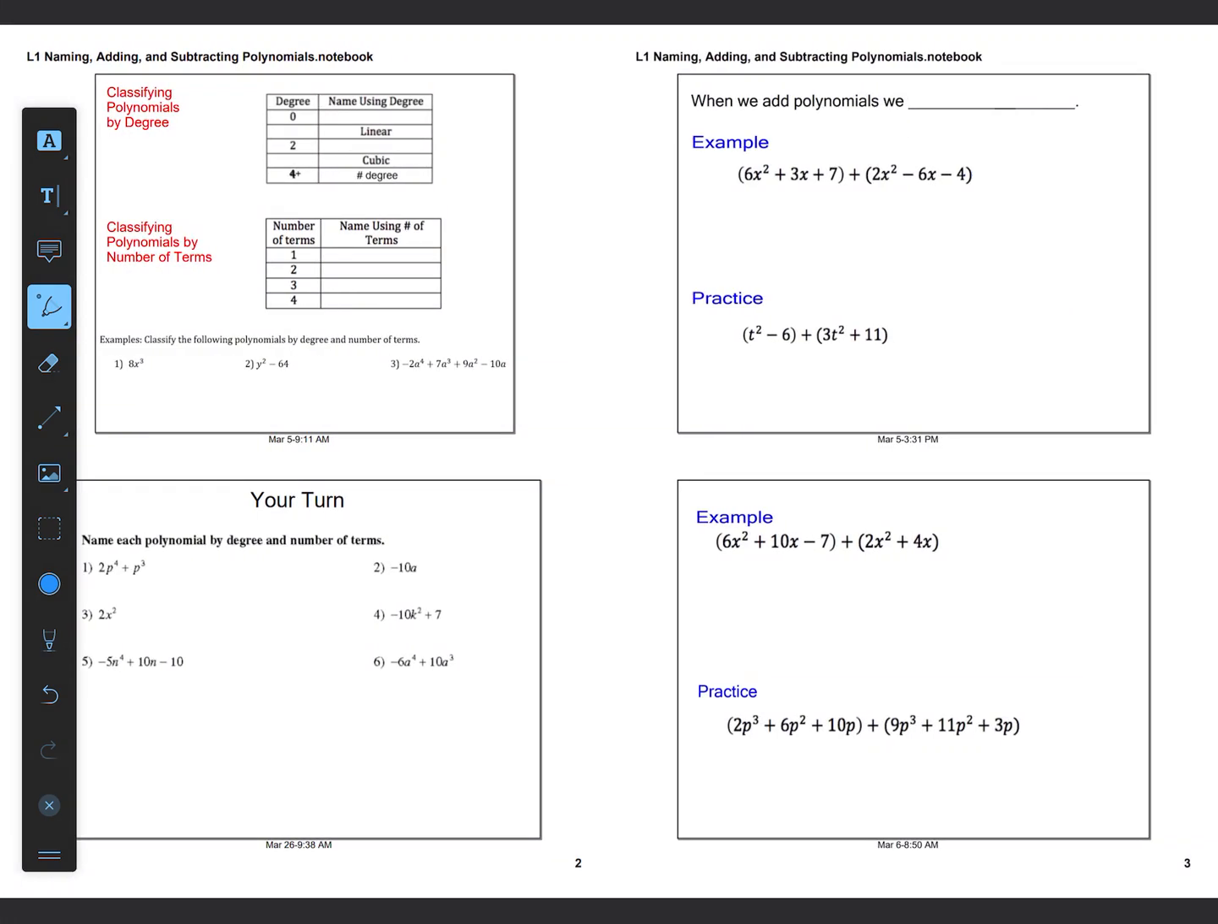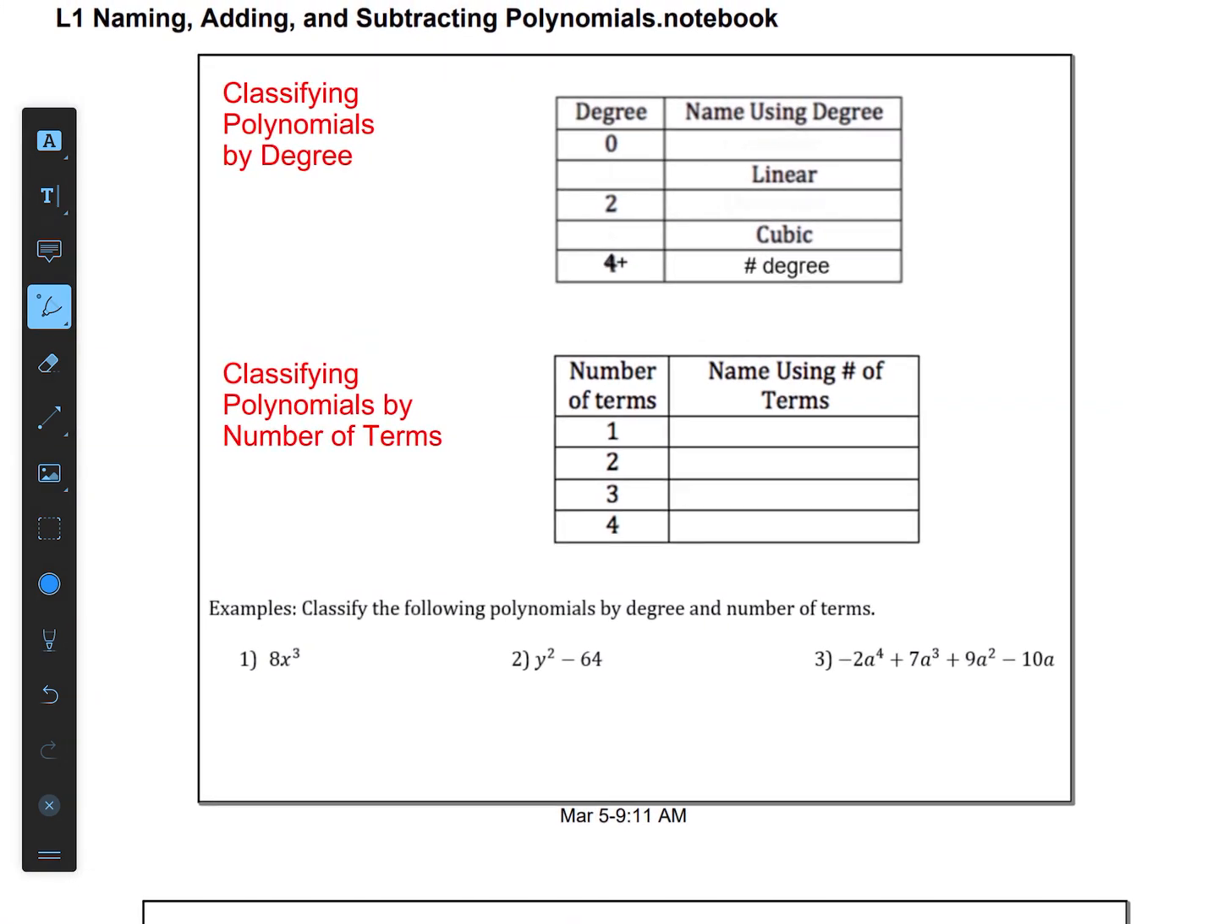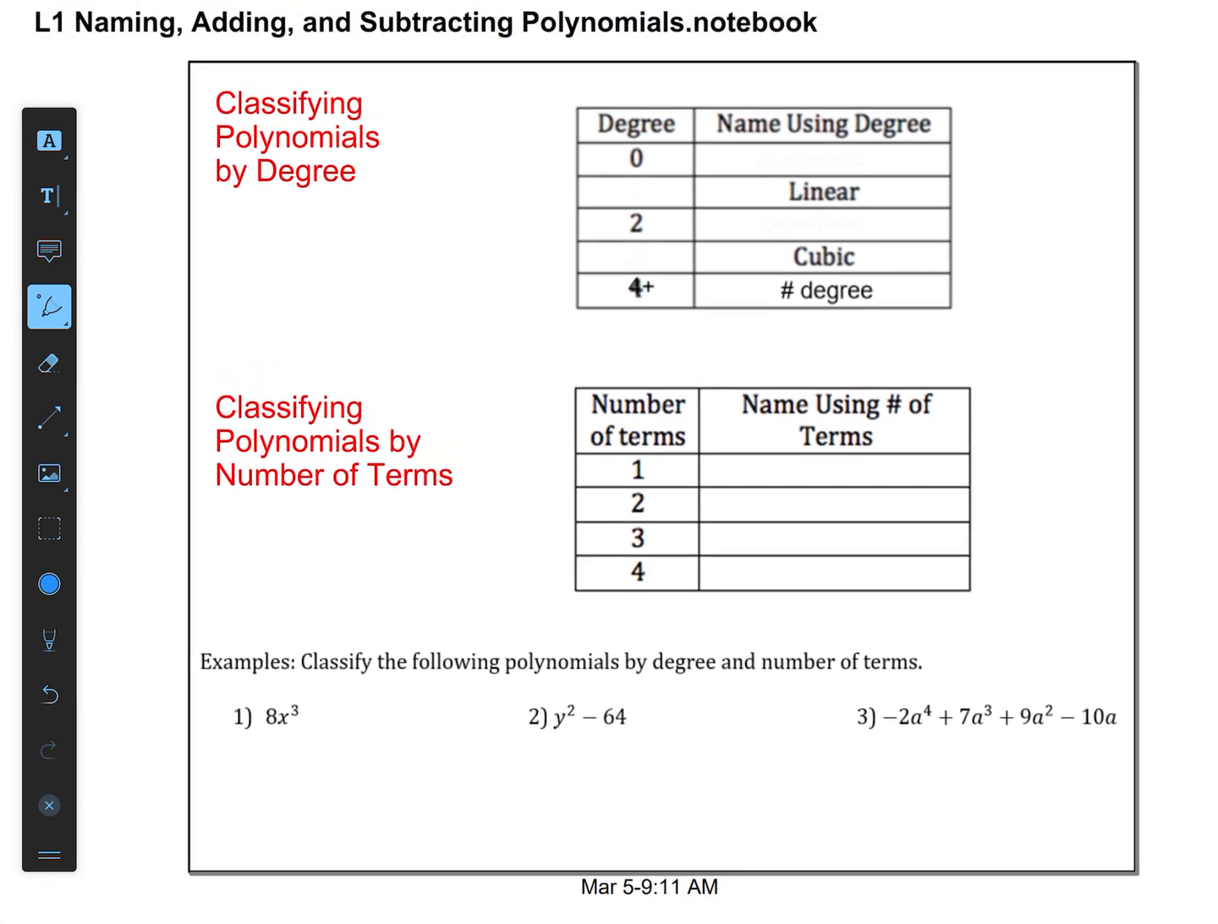If you need to pause it at any time, go for it. You should have notes that look just like this. If you're able to print them out, that's awesome. There's a Word doc you can print them from. If not, you can just write them down on a blank sheet of paper. So the first thing we're going to look at is classifying polynomials by degree.